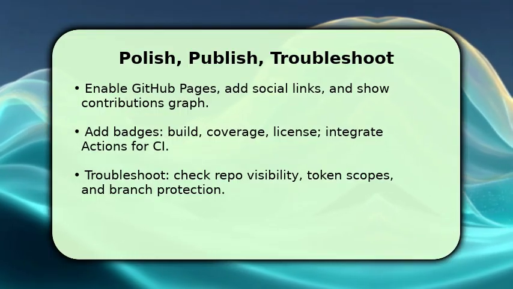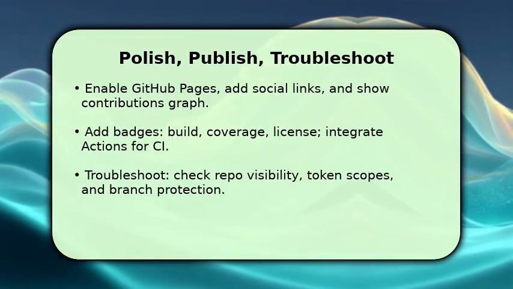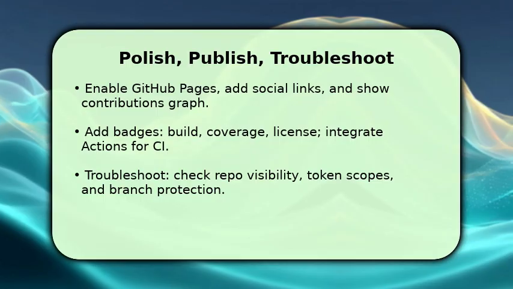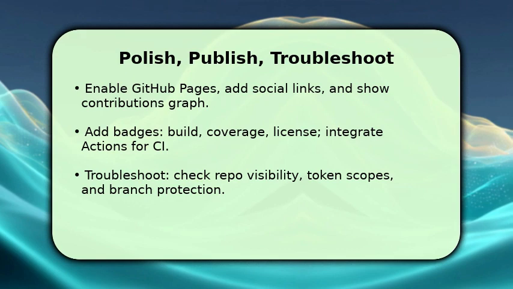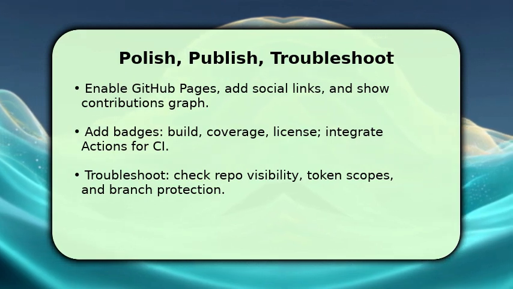If something breaks, check visibility settings, verify personal access token scopes, and review branch protection rules. That single check usually resolves permission or publishing failures quickly.